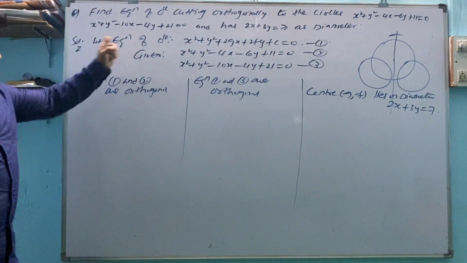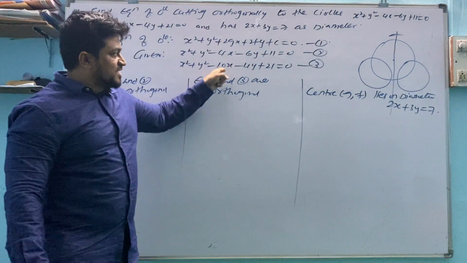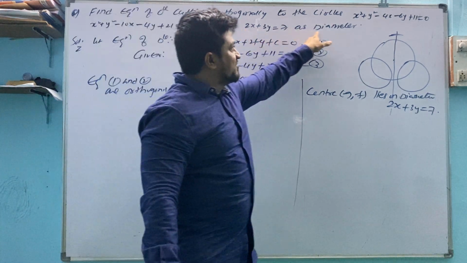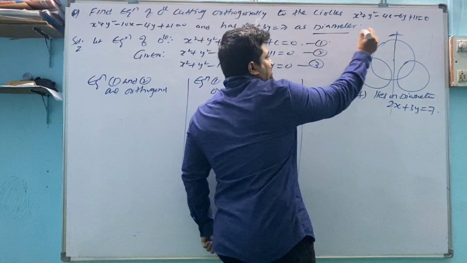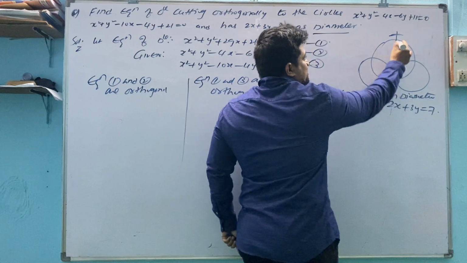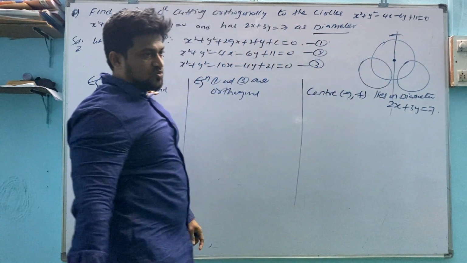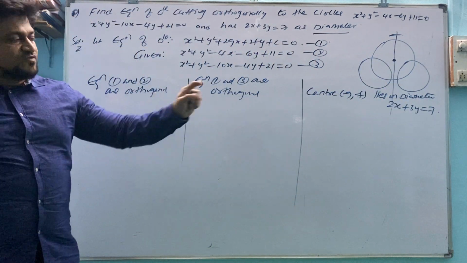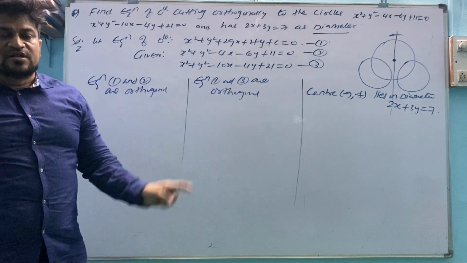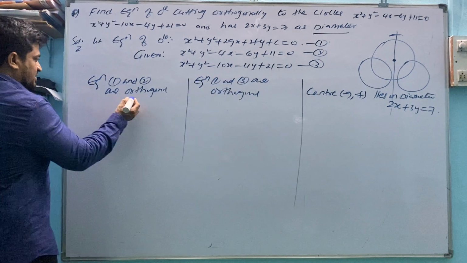First thing, 1 and 2 are orthogonal. Second one, 1 and 3 are orthogonal. Then diameter. Whenever this word diameter is given to us, we know that the center lies on the diameter, which cuts the circle into two halves. So for all diameter questions, what you have to remember? Center lies on diameter. Keep in mind.